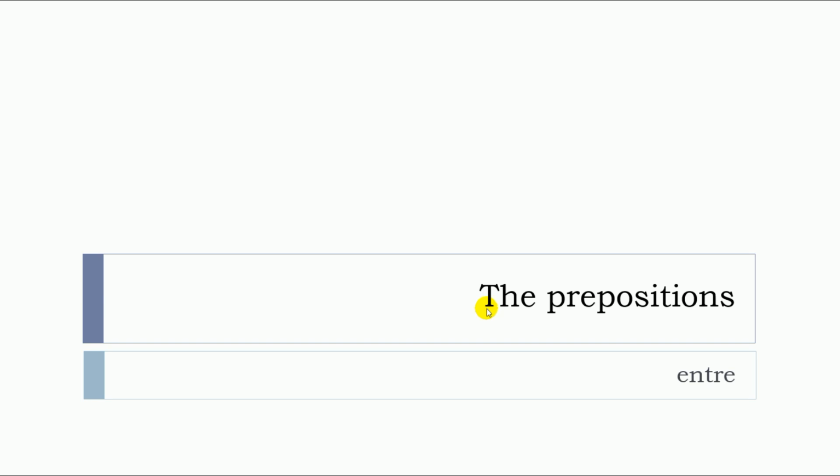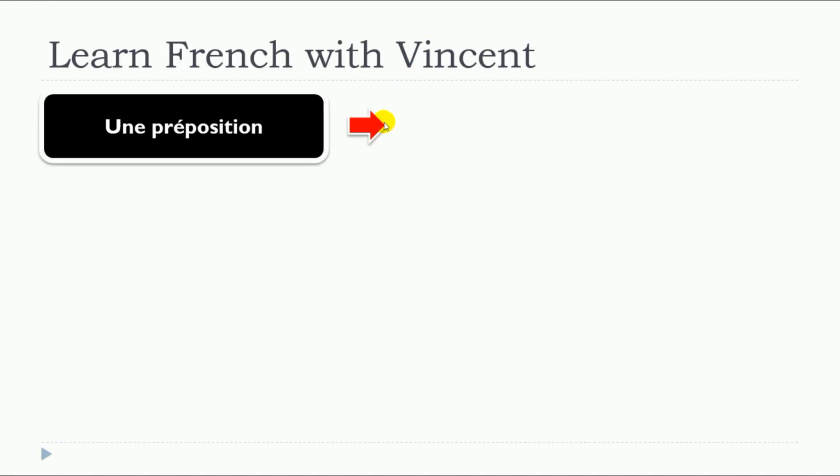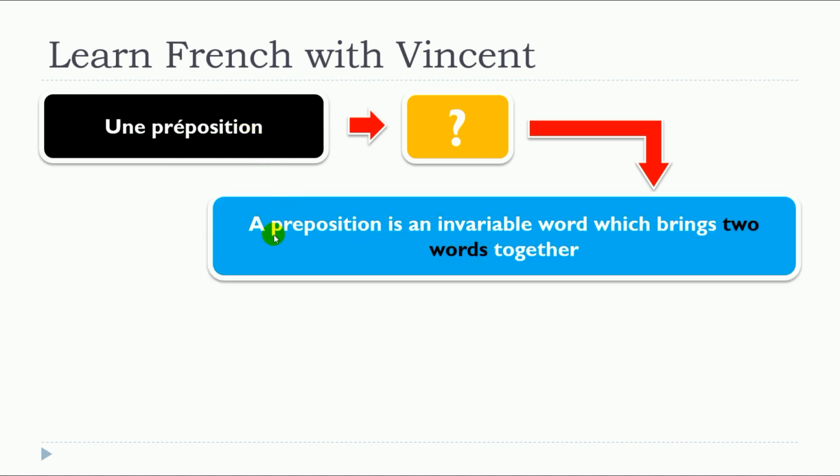In this lesson, we will see together the prepositions, but more precisely, we will see entre. So, of course, the first thing that we need to see together is what is une préposition? Well, a preposition is an invariable word which brings two words together.